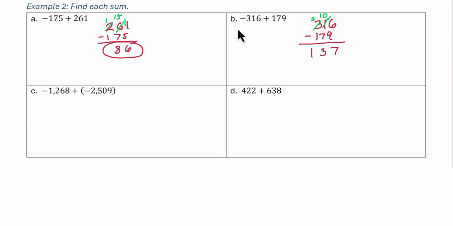We have 137. But then we have to ask, is that positive or negative? Go back to the original. The larger absolute value is the negative 316. Notice it's a larger absolute value than the absolute value of 179. So we stick with the negative number.